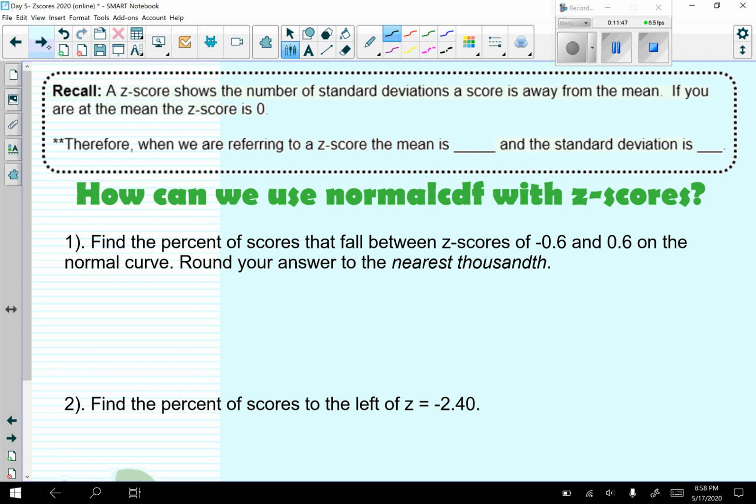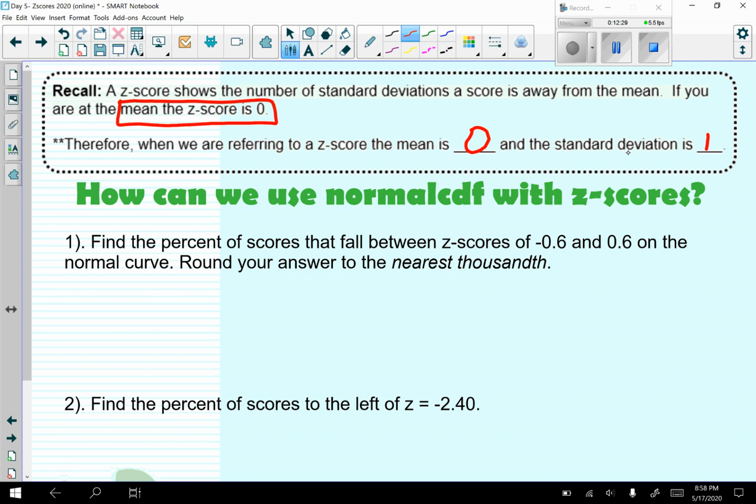So if you remember, a z-score is the number of standard deviations away from the mean. So if you're at the mean, my z-score is going to be 0. And we talked about that when I gave you the definition and I drew that little picture. So if we're referring to the z-score, our mean is going to be 0 and our standard deviation is going to be 1. I can draw out a little normal curve. Here's my mean. This is 0, which means I have 1 and -1, 2 and -2, and so on. You don't really need that picture, but that's what we're going to be talking about in the next few questions.